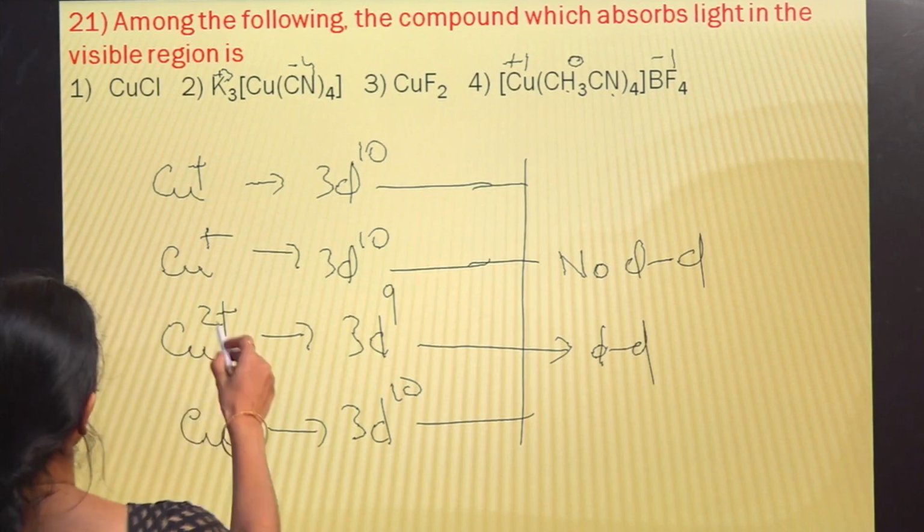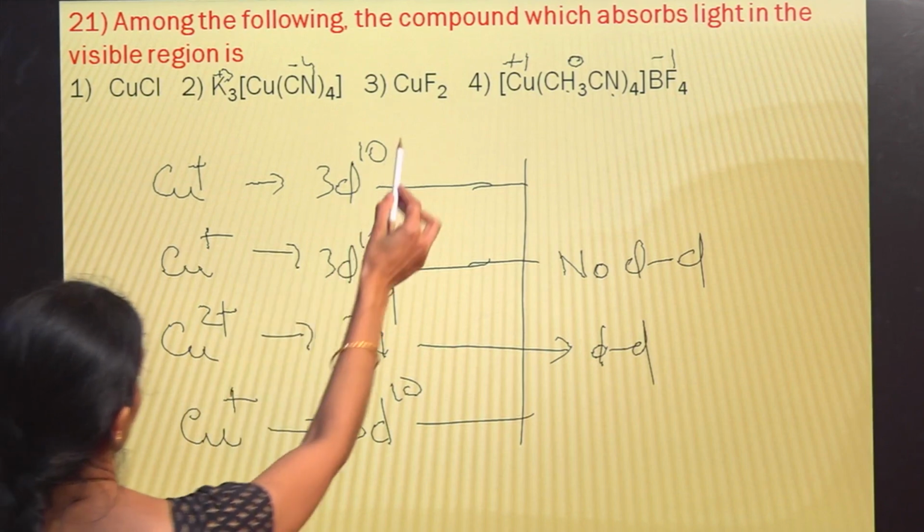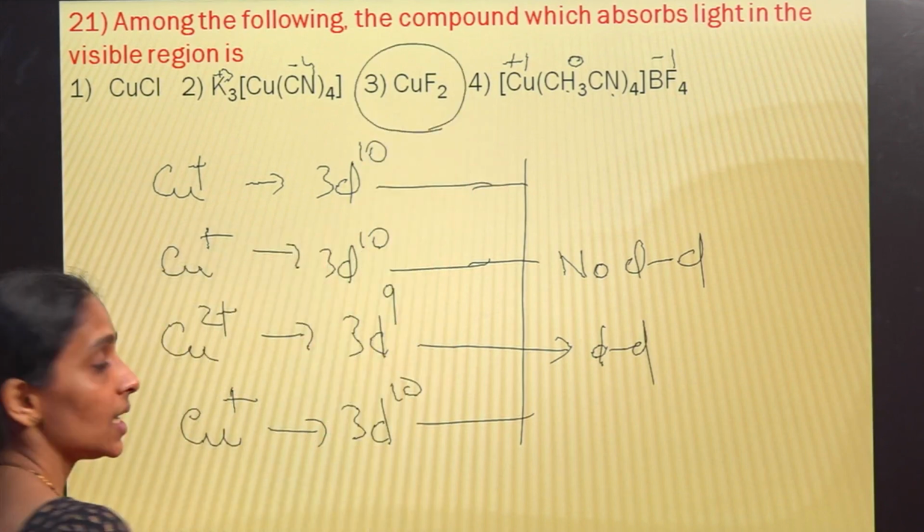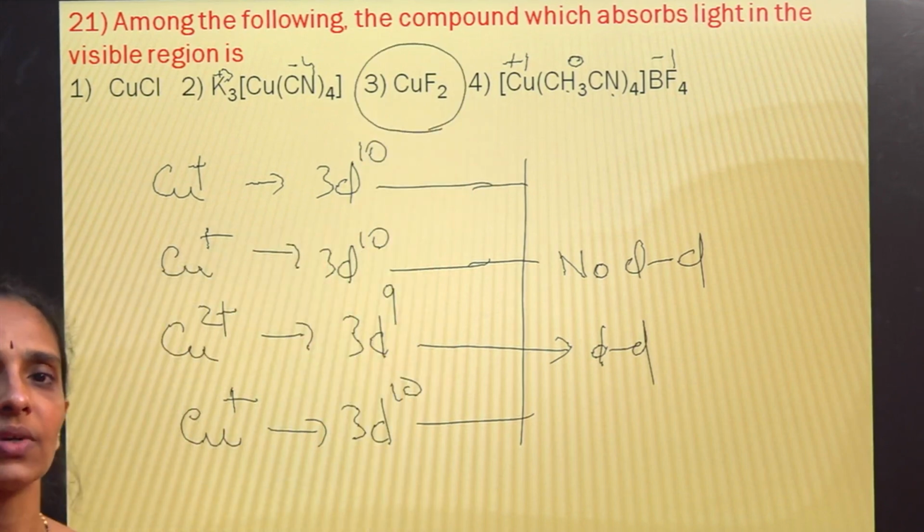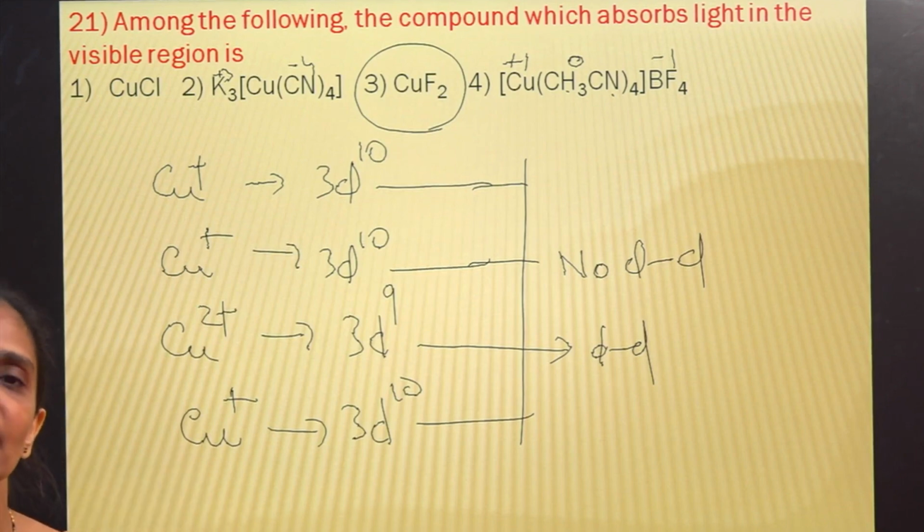That is why Cu2+, that is option number 3, is a colored compound, or in other words, it is the one which absorbs light in the visible region. So option 3 is the answer.